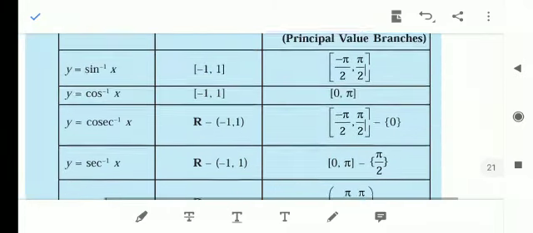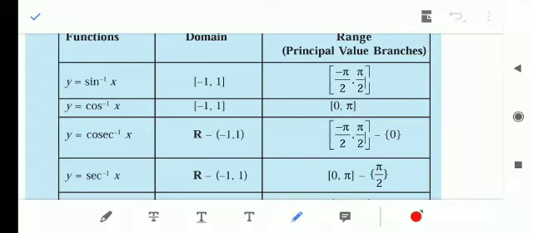And in the domain, for sin inverse and cos inverse x, minus 1 to 1 can be written as mod x less than or equal to 1.